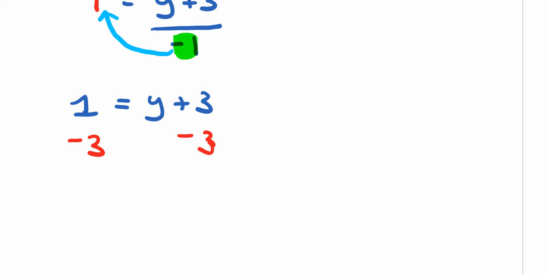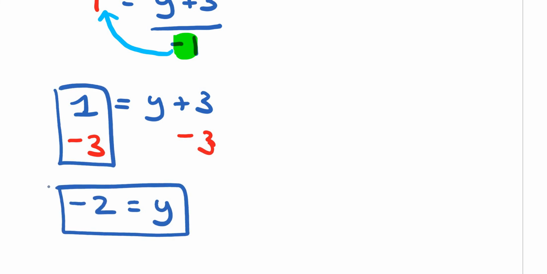And let me get my blue marker here. So y is on the right-hand side, and 1 minus 3 is going to be -2. So y equals -2 on the left-hand side there. All right, and that's it for question number 13.